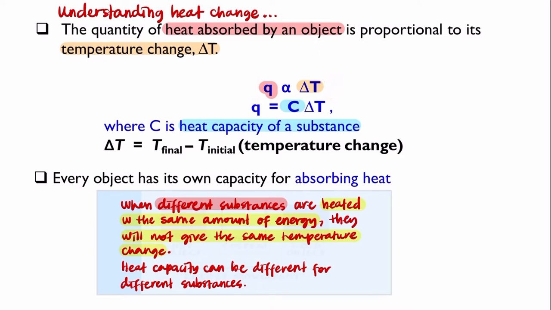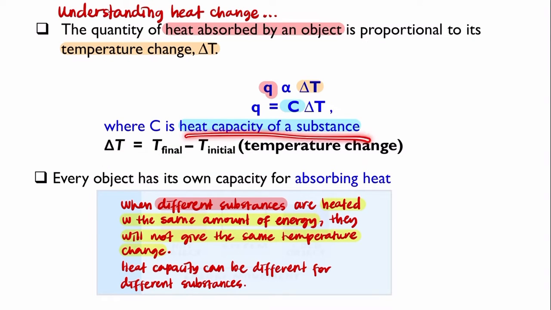So if we put an equal sign, we will get our big C, which is the heat capacity of a substance, as a constant. So C is the heat capacity of a substance. That means how much heat a substance is able to contain to increase in temperature. Delta T is basically just T final minus T initial.